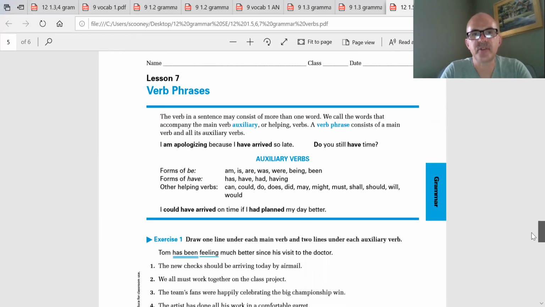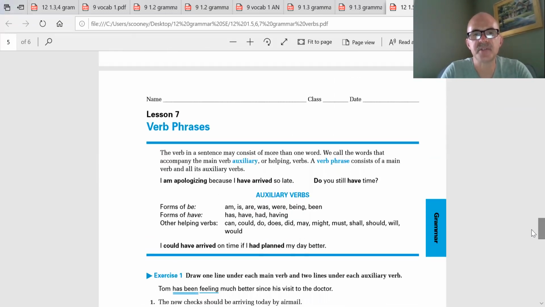And then we go on to lesson 7, verb phrases. Technically, these are also action verbs. The verb in a sentence may consist of more than one word. It has to do with conjugations, basically placing it in time. We call the words that accompany a main verb auxiliary. I call them helping verbs. And a verb phrase consists of a main verb and all its auxiliary verbs. So think of the word apologize, right? That's an action verb. But there are all kinds of conjugations: am apologizing, was apologizing, would have been apologizing. All those are what we call verb phrases, okay? Have arrived. Do have. Sometimes they're split up, right?